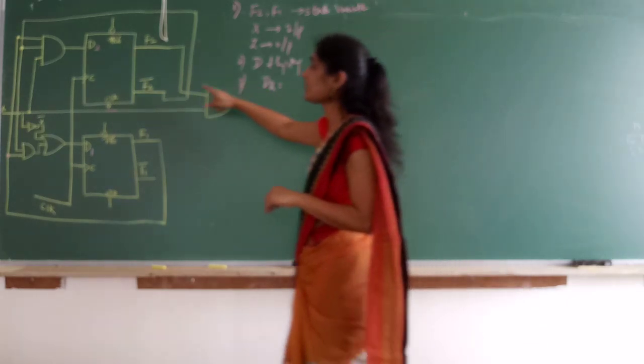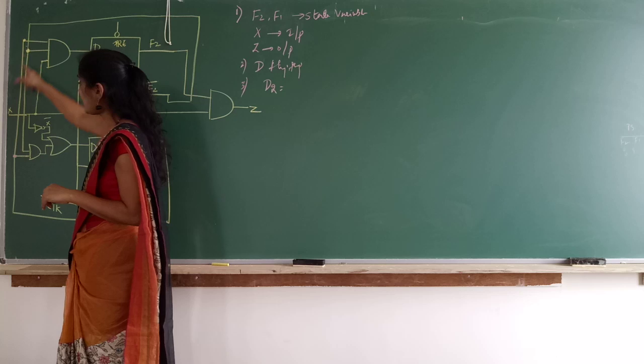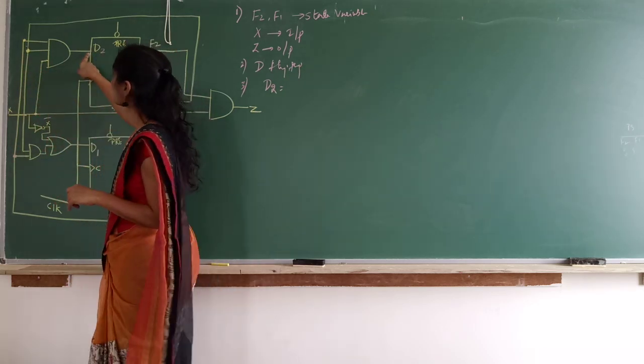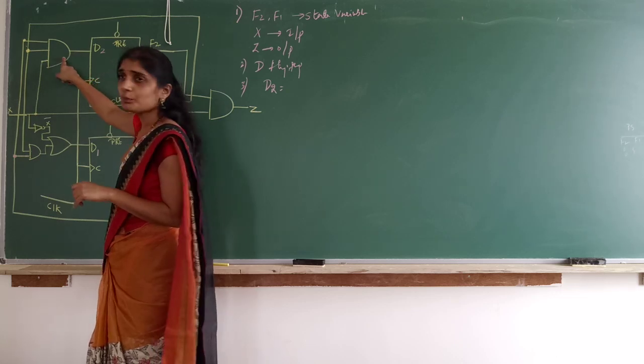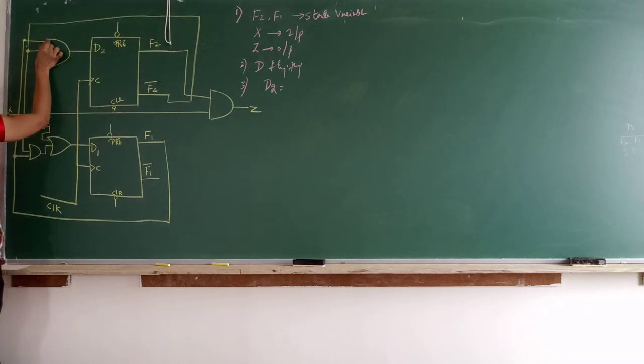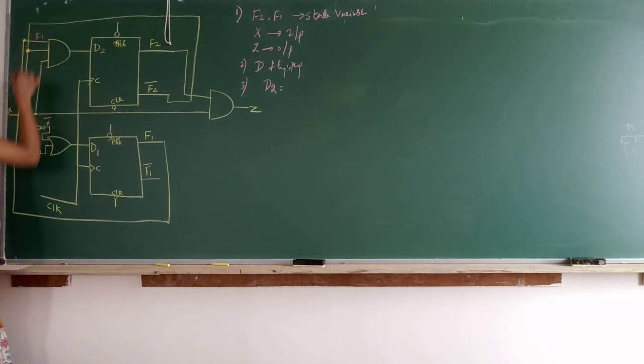Write the equations very carefully. When you write the equations, you have to trace the connections correctly, otherwise the equations will be wrong. So what is D2? Output of an AND gate. What are the inputs for the AND gate? One input is F1, correct? So this is F1. The other input is F2 bar, and the third input is X.